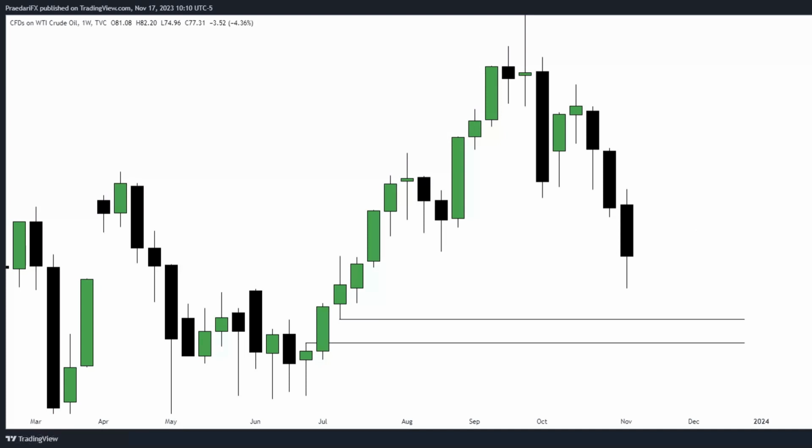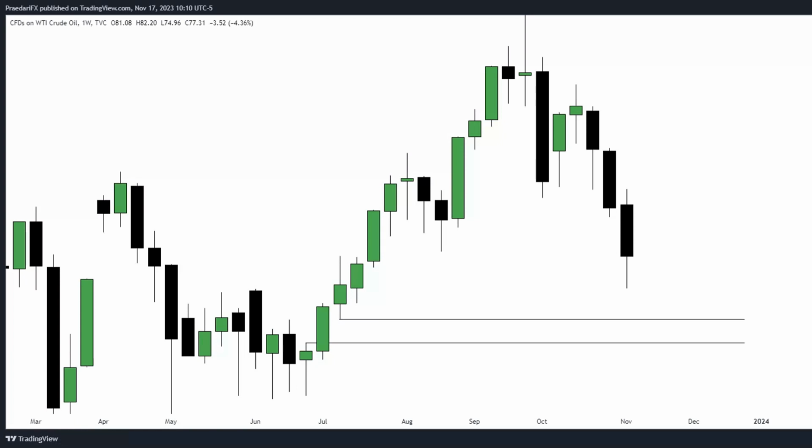Let's go over some examples. First of all, I want to show you how high probability conditions look and what multiple time frames being one-sided actually looks like. So this is an oil weekly chart, pretty recent price action as well.